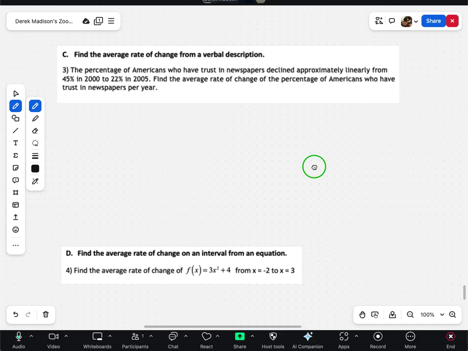This next one is from a verbal description. This has a little catch to it, so definitely pay attention here. There's a tricky spot. The percentage of Americans who trusted newspapers declined approximately linearly from 45% in 2000 to 22% in 2005. Find the average rate of change of the percent of Americans who have trust in newspapers per year. So the really important thing there is at the end, it's telling you it matters which one of these things is y and which one is x.